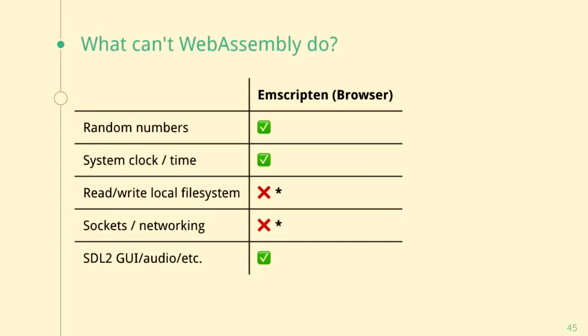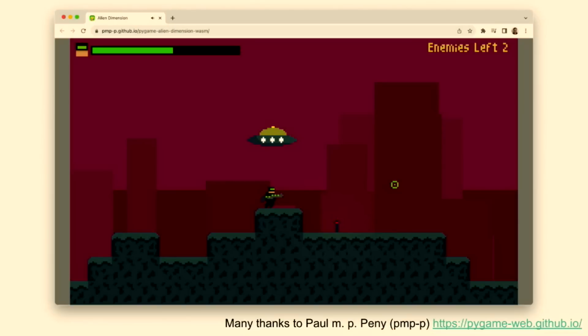Okay. The cool thing is, though, Emscripten does support SDL2, so you can do graphical interfaces, audio, joystick and keyboard and mouse inputs, and have that all work. And PMP-B on GitHub has done amazing work to support Pygame in the browser. So you can take Pygame games and run them in the browser because Emscripten supports SDL2, which happens to be what Pygame uses. Now, if there's a different game engine that doesn't use SDL, good luck. But Pygame happens to work. So highly recommend checking out pygame-web.github.io for a bunch of different Pygame games running in the browser there.